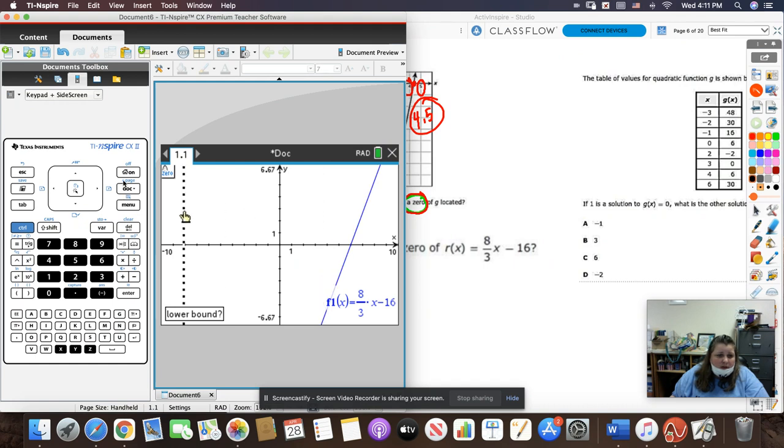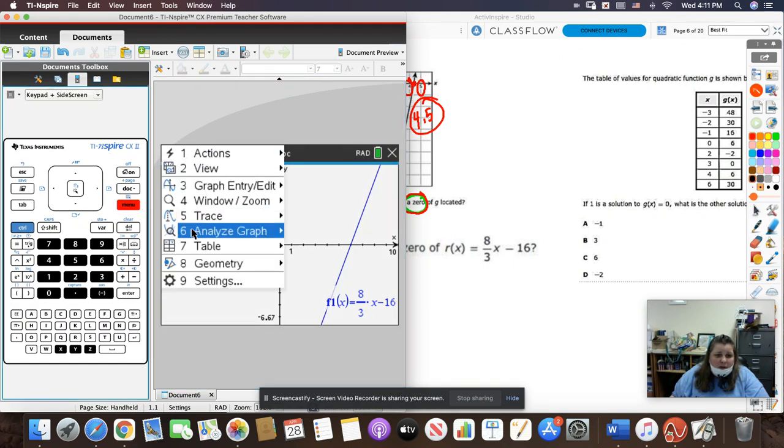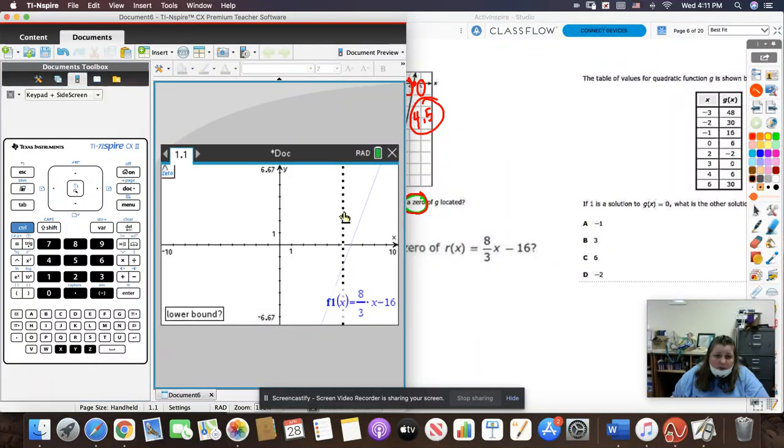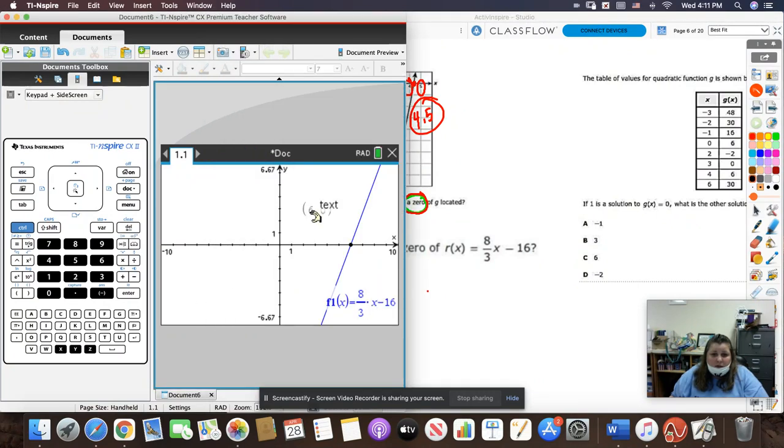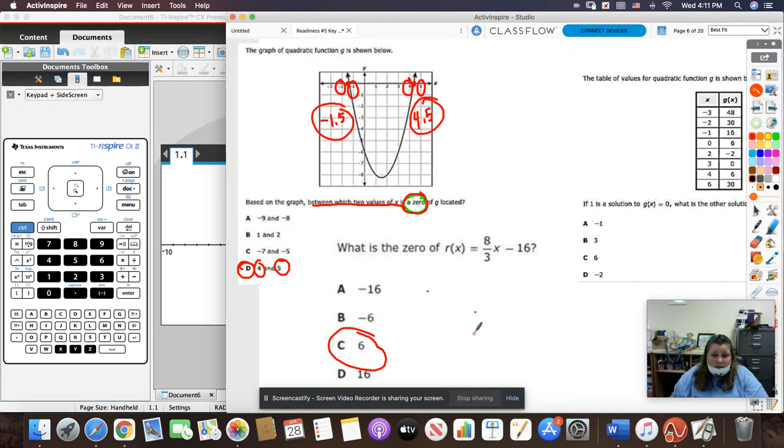I don't think I hit 0. Let me press Escape. Maybe I did. Menu, Analyze the graph, 0. And then you have the click, slide, click again. Click, slide, click. And so 6 right there is where it touches the x-axis. That's my 0. That's my answer. Crosses at 6. Answer 6.